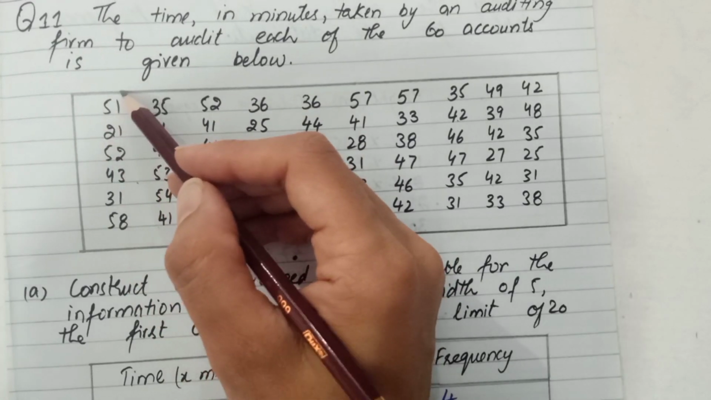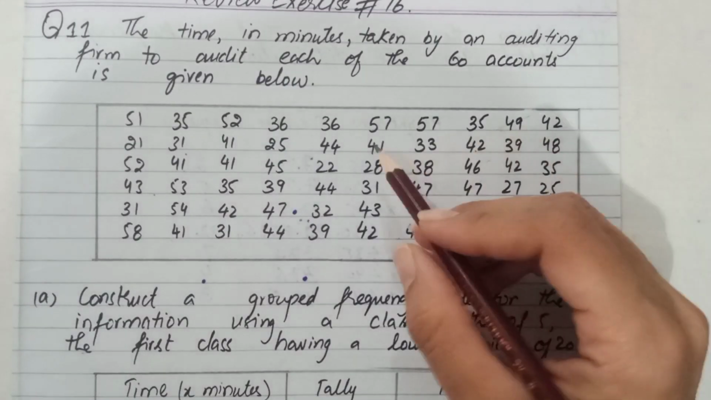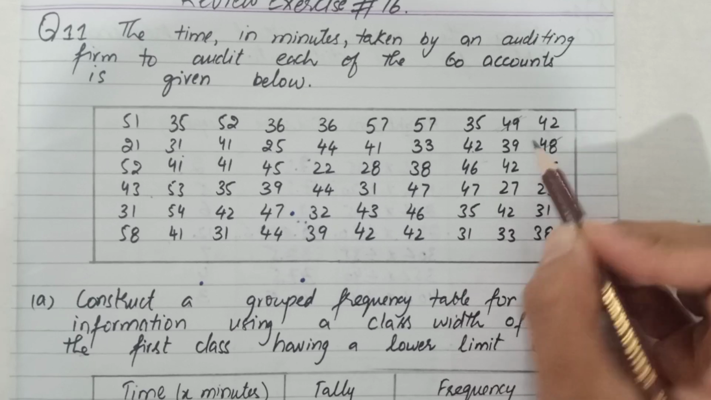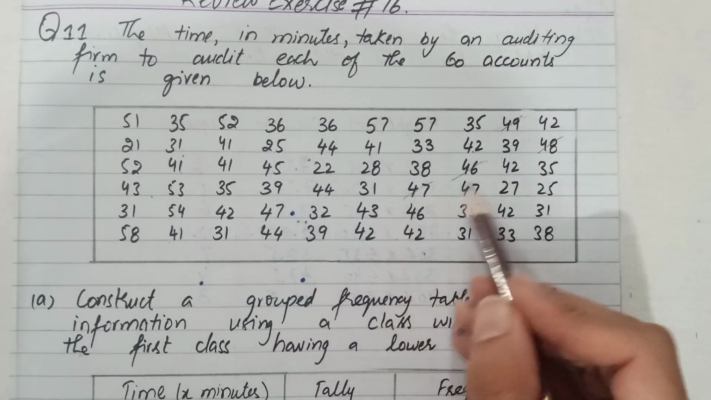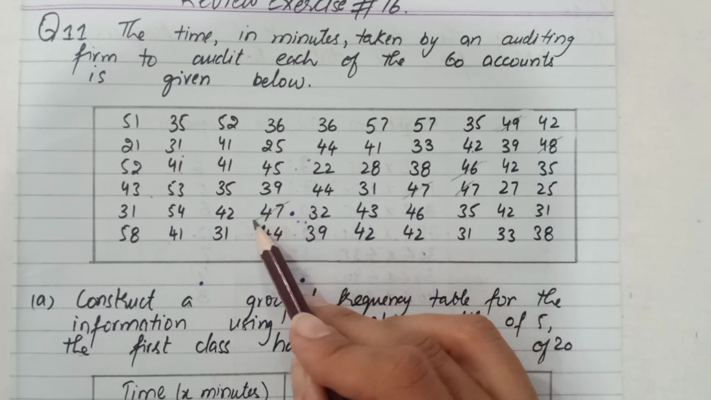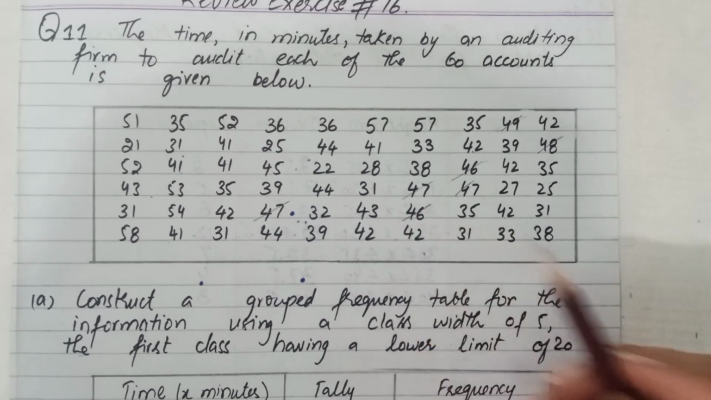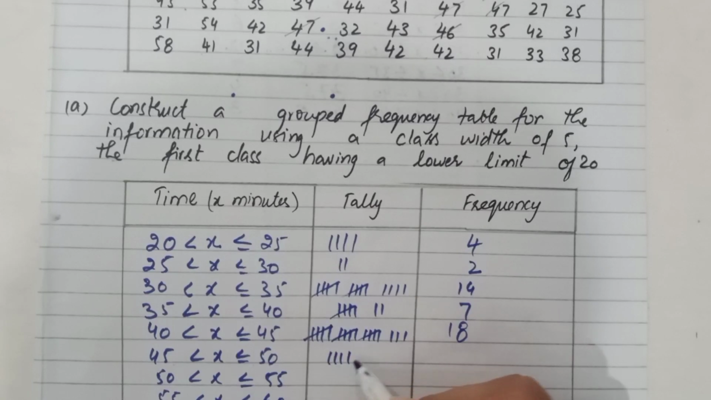You have to draw the line on the values that are done. From 45 to 50, like that, 1 and 2, 3 and 4, 5, 6 and 7. These are 7.